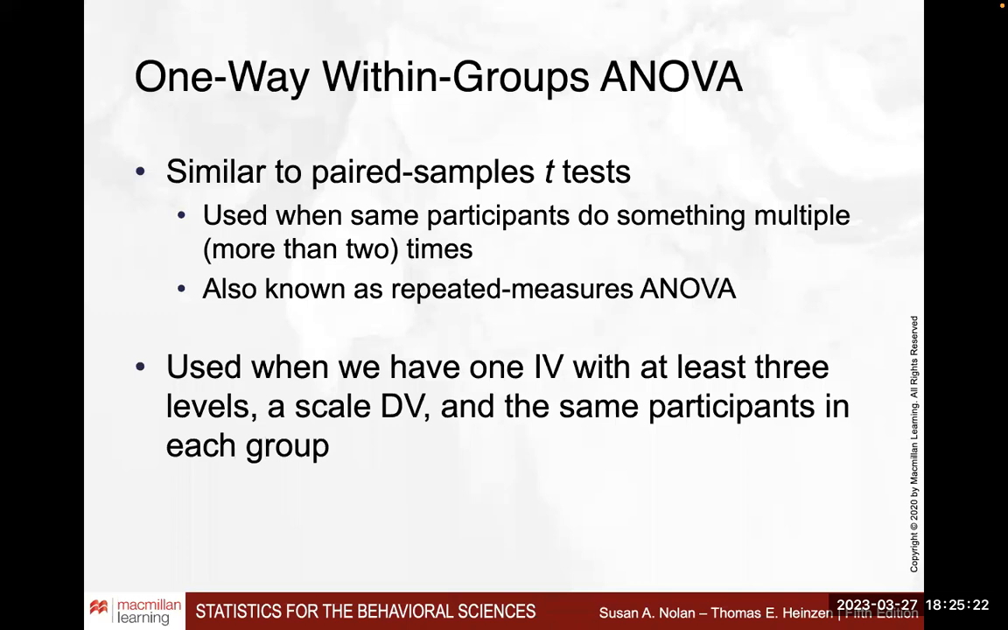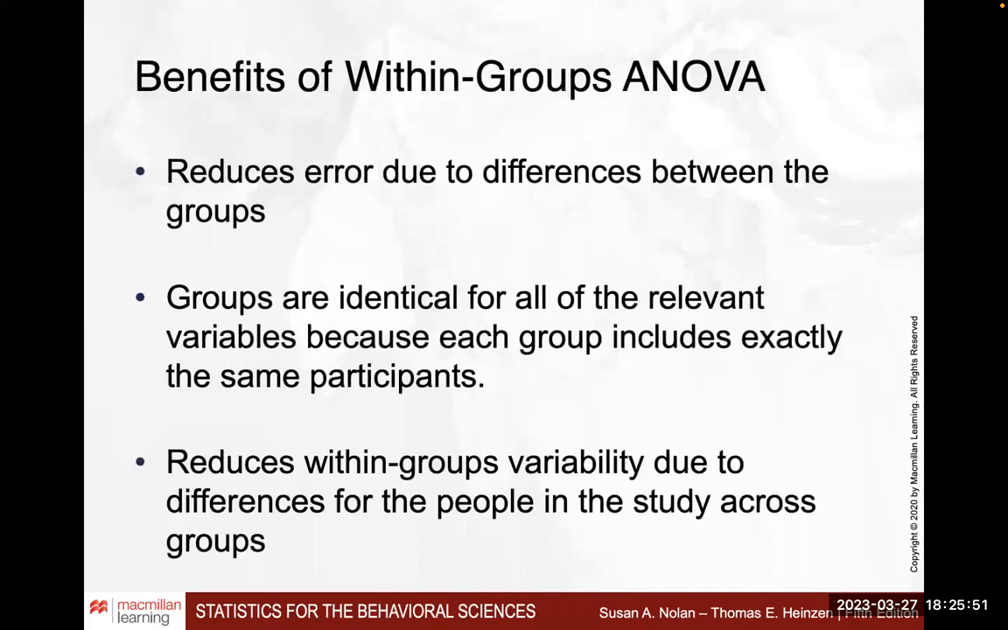Basically, you have repeated measures, and thereby you do a within groups ANOVA. You use it when you have one independent variable with three different levels, again a scale dependent variable, and notably the same participants undergo the same levels of the independent variable. The benefit of a within groups ANOVA is that it reduces the error due to the differences between the groups. The variability will actually be unaffected, but you remove the error from the calculation of the F caused by the differences between the groups. So you get a more accurate estimate of the group differences and the weight of these group differences in your comparison. The groups are identical because each group includes the same participants.